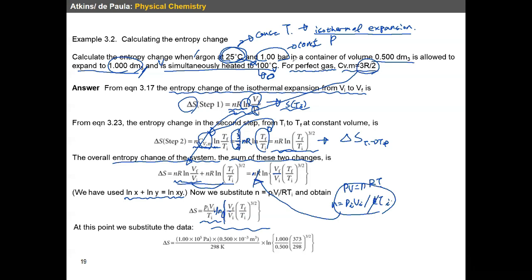And just simply putting all these values in here, we can calculate this delta S value. Right? This is about 0.173 joule per Kelvin.